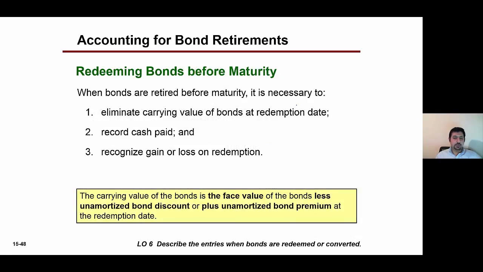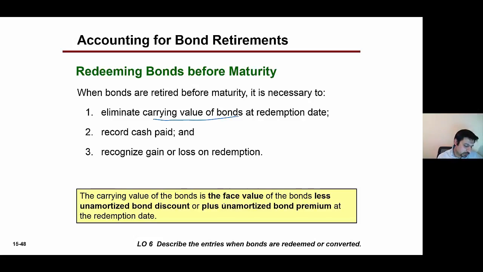When the company redeems the bond before maturity, the company will have to first eliminate the carrying value of the bond. The carrying value is the difference between the face value and any unamortized premium or discount. The company will also record the paid cash because the company will pay cash, and at the end will either recognize a gain or a loss on redemption, depending on whether they paid a price that is higher than the carrying value or lower than the carrying value.